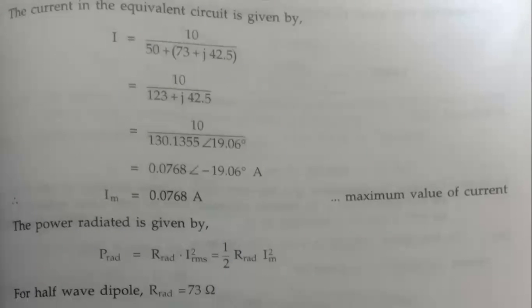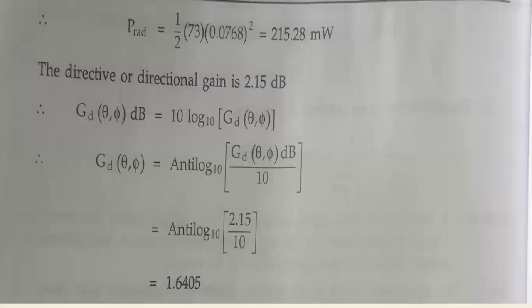But if you want to convert into the maximum current, 1 by 2 of R radiated into the Im square. So what is the Im? Already you have the value of Im, 0.0768. You can substitute. What is the R radiated? That is nothing but 73. If you substitute the two values, the R radiated as well as the Im, you will get the final value of the radiated power. That is nothing but 1 by 2 into 73 into 0.076 whole square, which is 215.28 milliwatt.